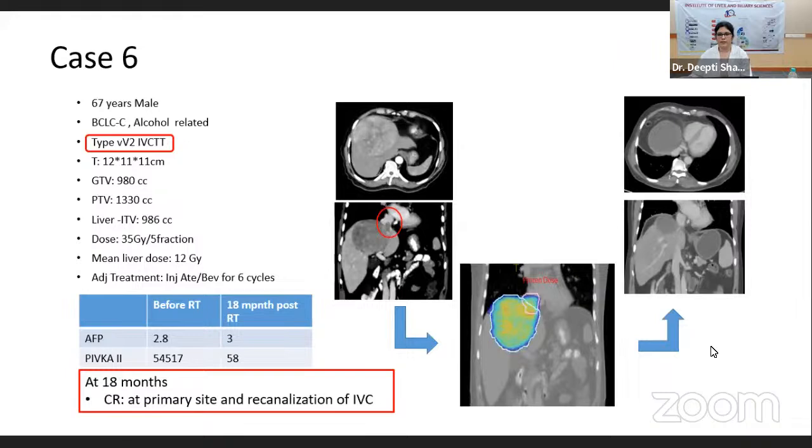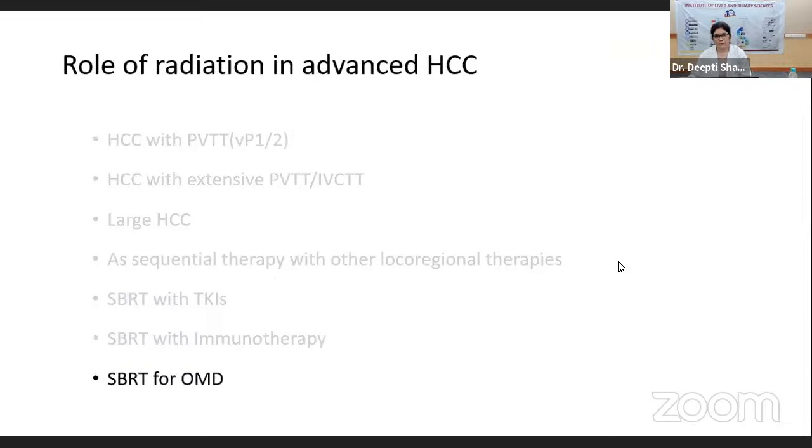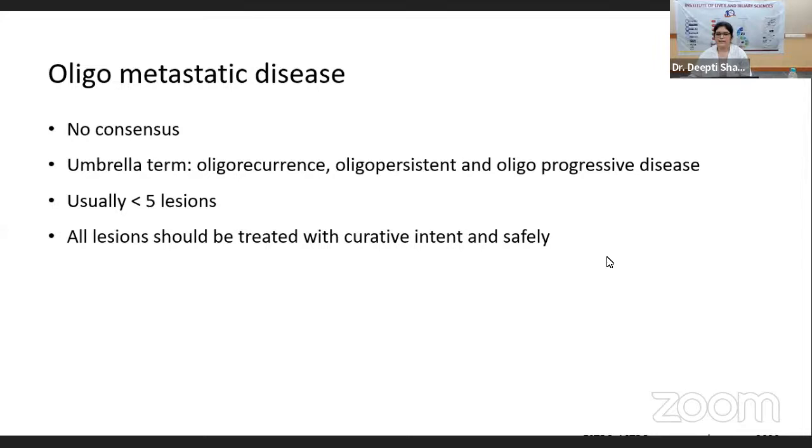Now, SBRT for oligometastatic disease. As per the consensus, there is no consensus for the definition, but it's an umbrella term which is used for oligorecurrent disease or oligopersistent and oligoprogressive disease. Usually, we consider less than 5 lesions. Point is, if we can treat the lesions with a curative intent, it is oligometastatic disease, but if we cannot treat, then it is a metastatic advanced disease.